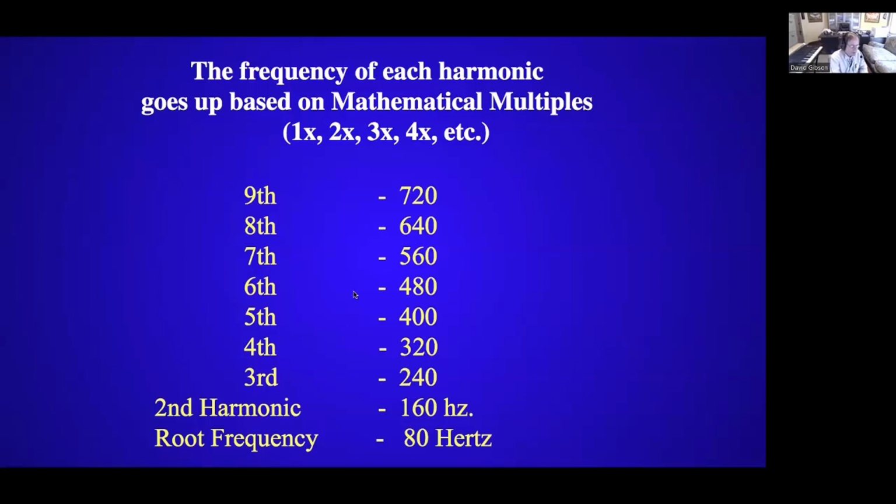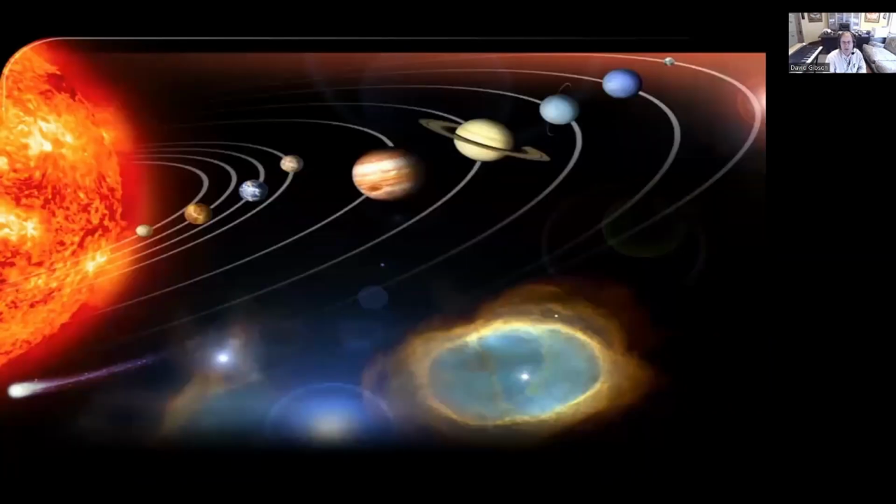This mathematical structure is the same in the distance between the planets. The distance from the Sun to Mercury is the fundamental.